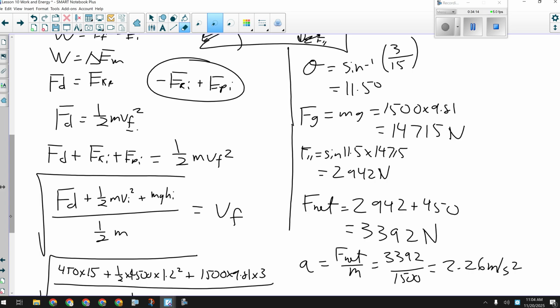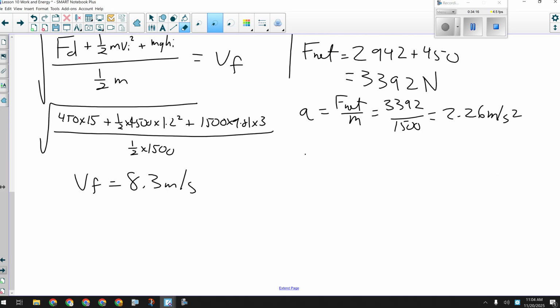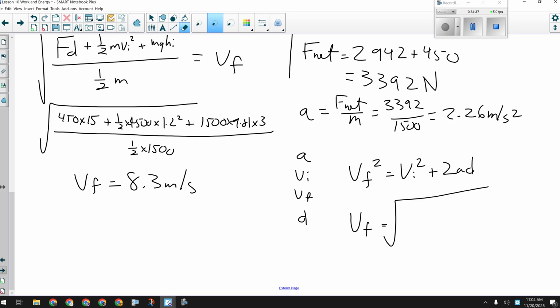Down the ramp. Now that I have that, I've got acceleration, I've got VI, I'm looking for VF, and I have distance. So now I can solve for VF if I use this formula. VF squared equals VI squared plus 2 times A times D, and I take the square root of that. So VI squared plus 2 times A times D. All right, plug in my numbers here.